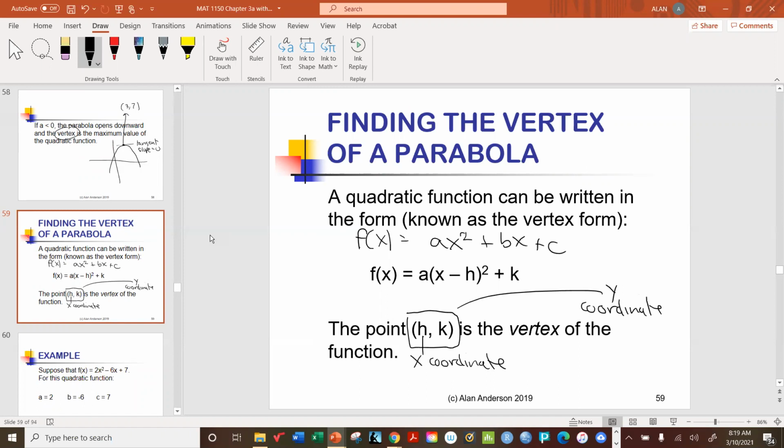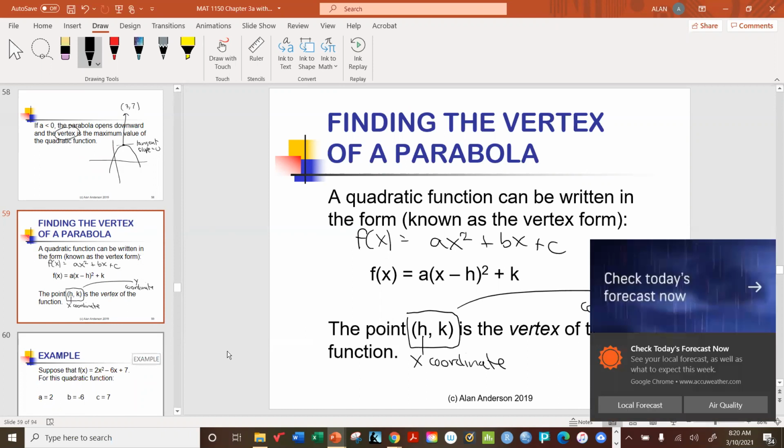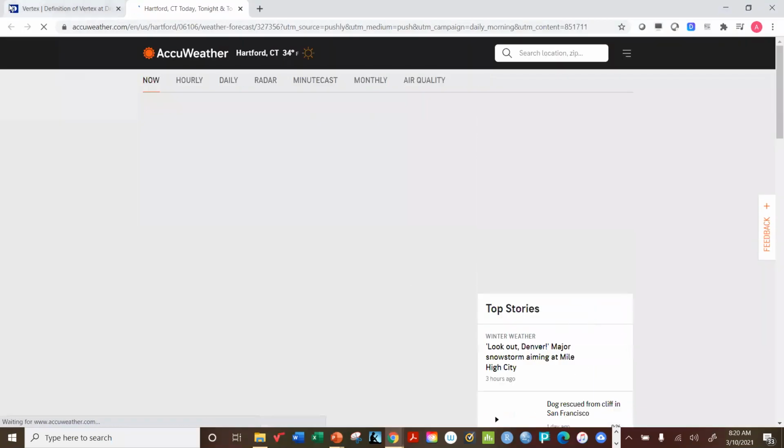All right, so let's just take a look at a quick example of this. And you'll say, oh, that wasn't so bad. All right, so a times x minus h squared plus k.